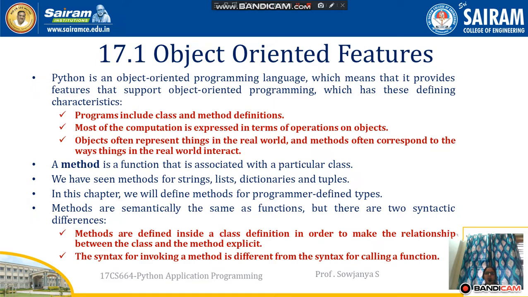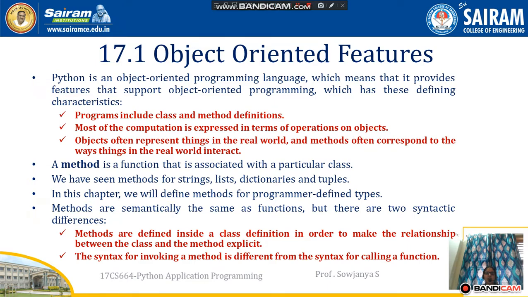In Python, an object-oriented programming language means it provides features that support object-oriented programming. So what features does it provide which support object-oriented programming? That is what is provided in Python, which has these defining characteristics. So what are the characteristics of an object-oriented programming language in Python? What are those characteristics?